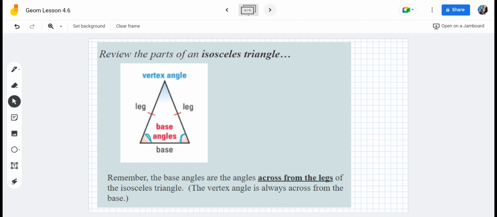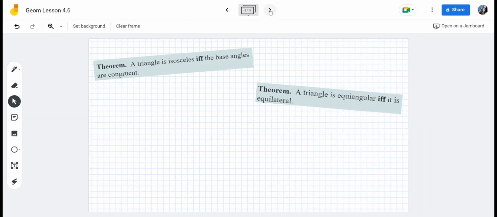And it doesn't matter which way this triangle is flipped. If I rotate this, the base is not always on the bottom. Again, what makes the base is that it's the one across from the vertex angle and vice versa. Okay, so again, we'll fly through. You have that stuff copied, and it's just things that you have to study. So we won't spend too much time.